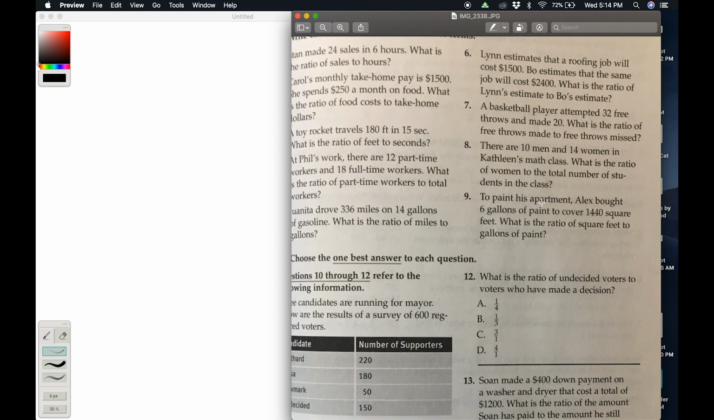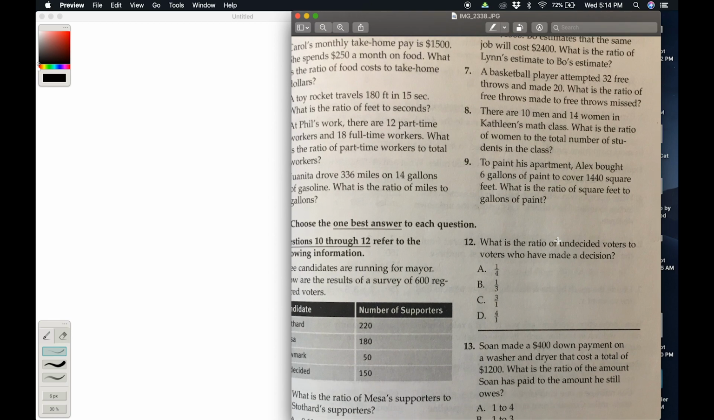Okay, so to paint his apartment, Alex bought 6 gallons of paint to cover 1,440 square feet. What is the ratio of square feet to gallons of paint?